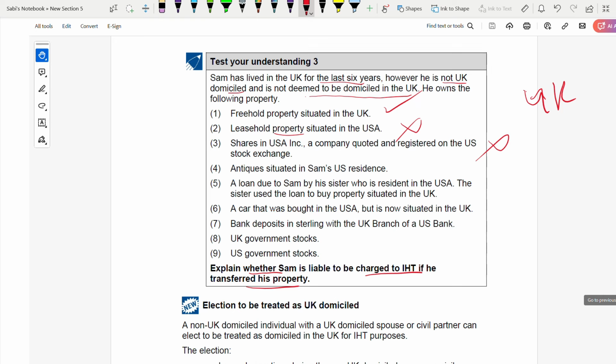It is registered in US, that's why. Antique situated in Sam's US residence. No, it is not chargeable, because it's in US.